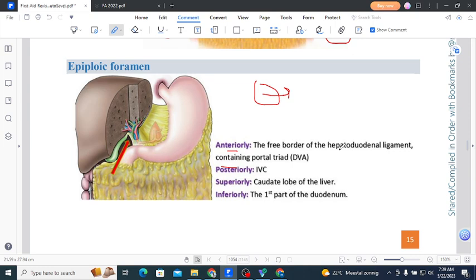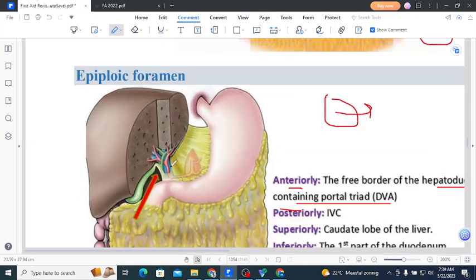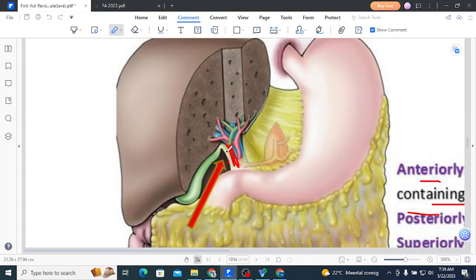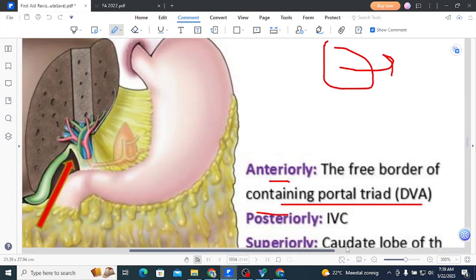Anteriorly, the free border of the hepatoduodenal ligament containing the portal triad. So here you can see that this is the hepatoduodenal ligament from the liver to the upper part of the duodenum, and that contains the portal triad, and this is forming the anterior boundary of this epiploic foramen. If I zoom it in, now you can see that this is the epiploic foramen. So the anterior boundary is being formed by the hepatoduodenal ligament.